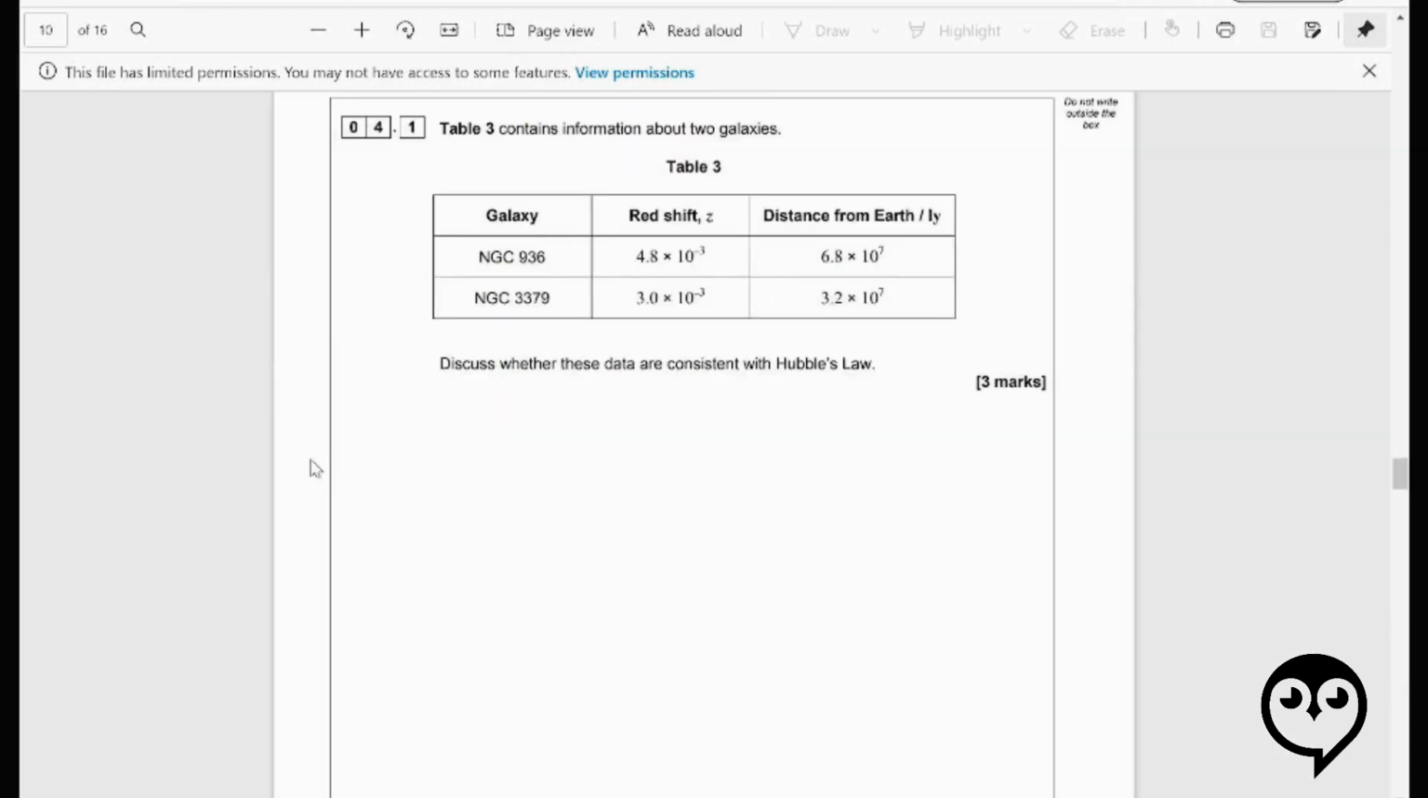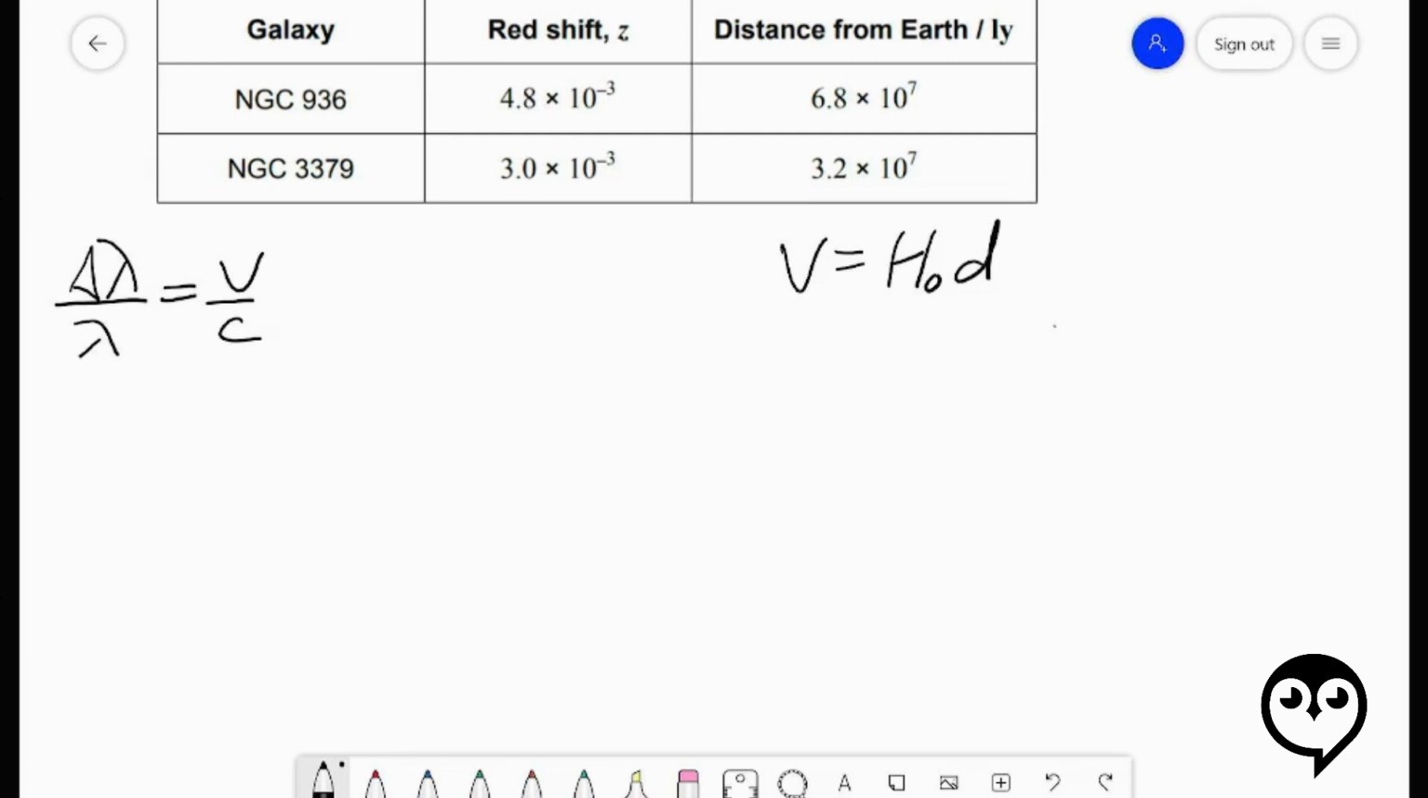Okay, we've got a comparison here of 2 galaxies. This looks to be like a bit of a math question here. Discuss whether this data is consistent with Hubble's law. Right, so here we've got the data from the question. We know that the redshift is defined as a ratio of the galaxy's velocity with the speed of light. It's also this delta lambda over lambda, with your laboratory lambda in comparison with what you see as the shift. We also got our equation here from Hubble's law.